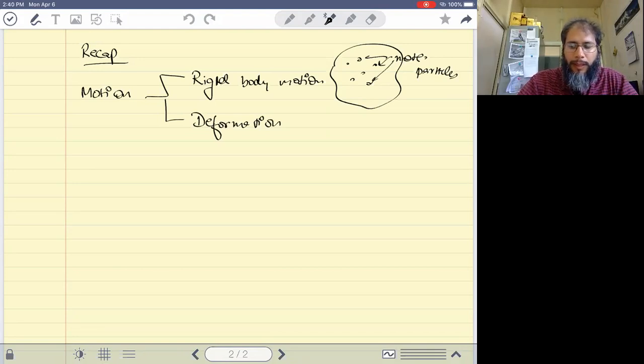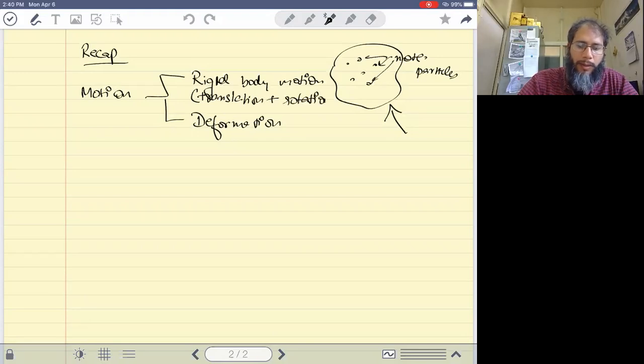So the body that I've shown here may move as a whole, it may rotate. So that's rigid body motion. We call it translation plus rotation. So translation and rotation together form the rigid body motion of a body. Now deformation, on the other hand, is when the body changes shape and size.